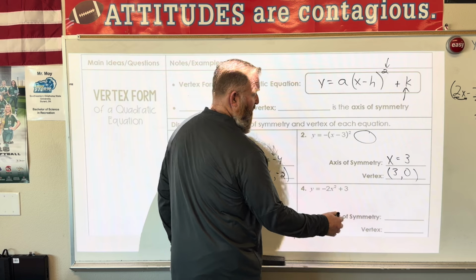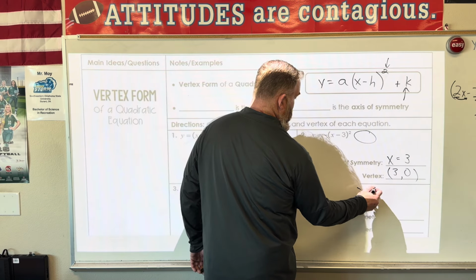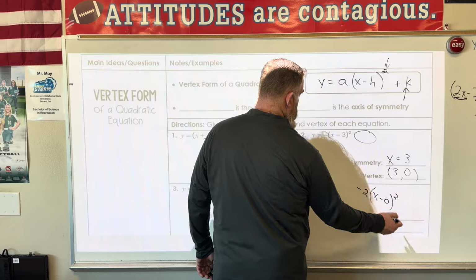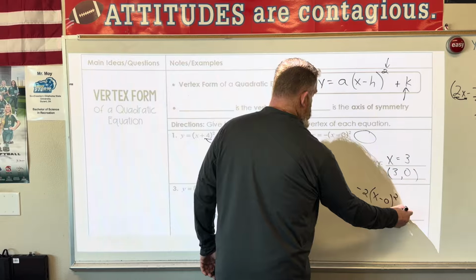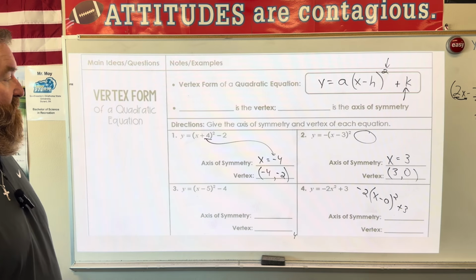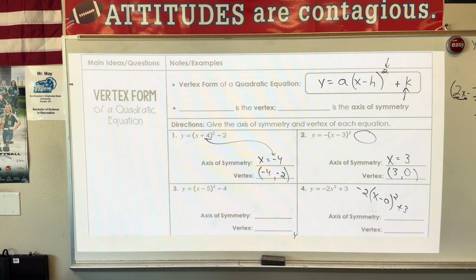This would be the same thing as writing it like this, by the way. Negative 2 parentheses x minus 0 squared plus 3. That's what that would be like. It's the same thing. Yes? Is it x minus 0, 1? No, it's not a 0 power. All right, here we go.